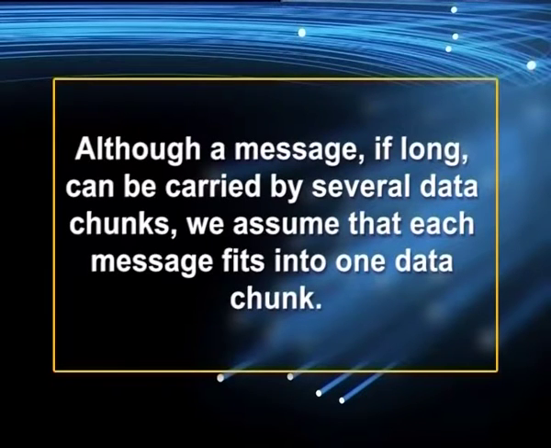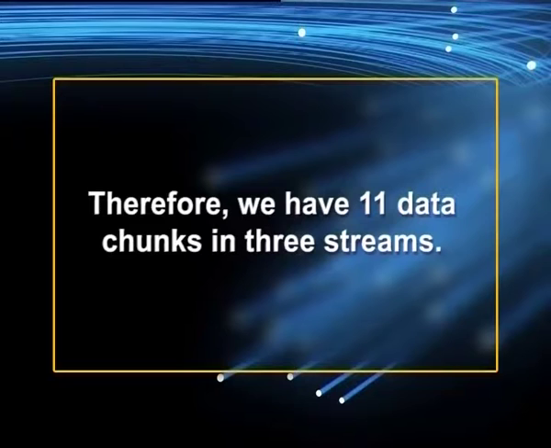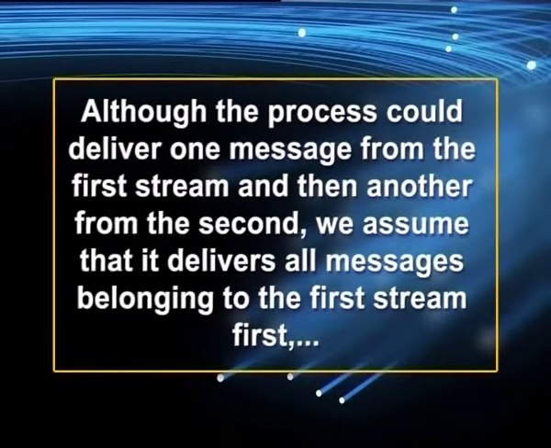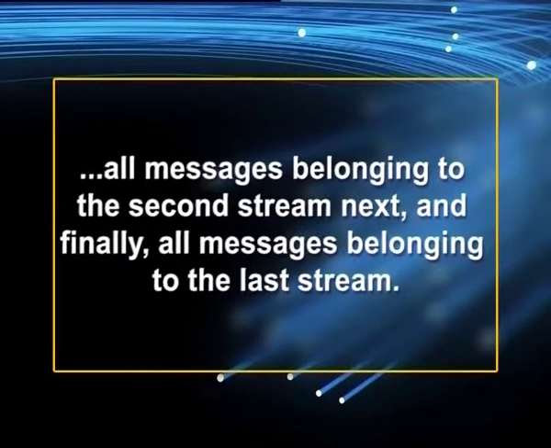Although a message, if long, can be carried by several data chunks, we assume that each message fits into one data chunk. Therefore, we have 11 data chunks in 3 streams. The application process delivers 11 messages to SCTP, where each message is earmarked for the appropriate stream. Although the process could deliver one message from the first stream and then another from the second, we assume that it delivers all messages belonging to the first stream first, all messages belonging to the second stream next, and finally all messages belonging to the last stream.